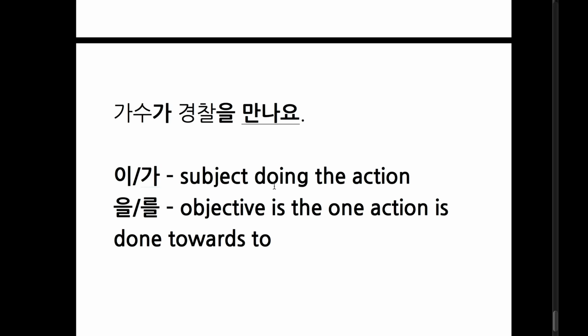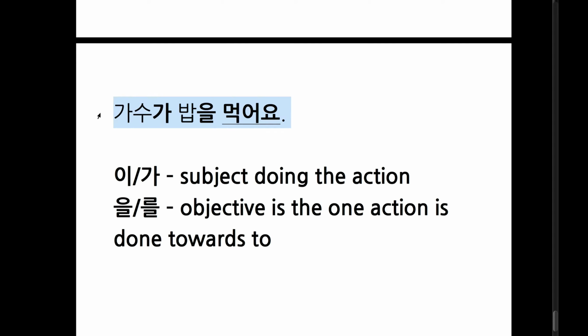But meaning-wise, again, the subject marker tells you the subject is the one doing the action of meeting, and 을 tells you the action is done to this object. For example, I can say 가수가 밥을 먹어요. Now, what does this mean? 가수 is the singer doing the action of eating. 네, 가수 doing the action. And the action is done to 밥, the food. So essentially this is what the sentence means.